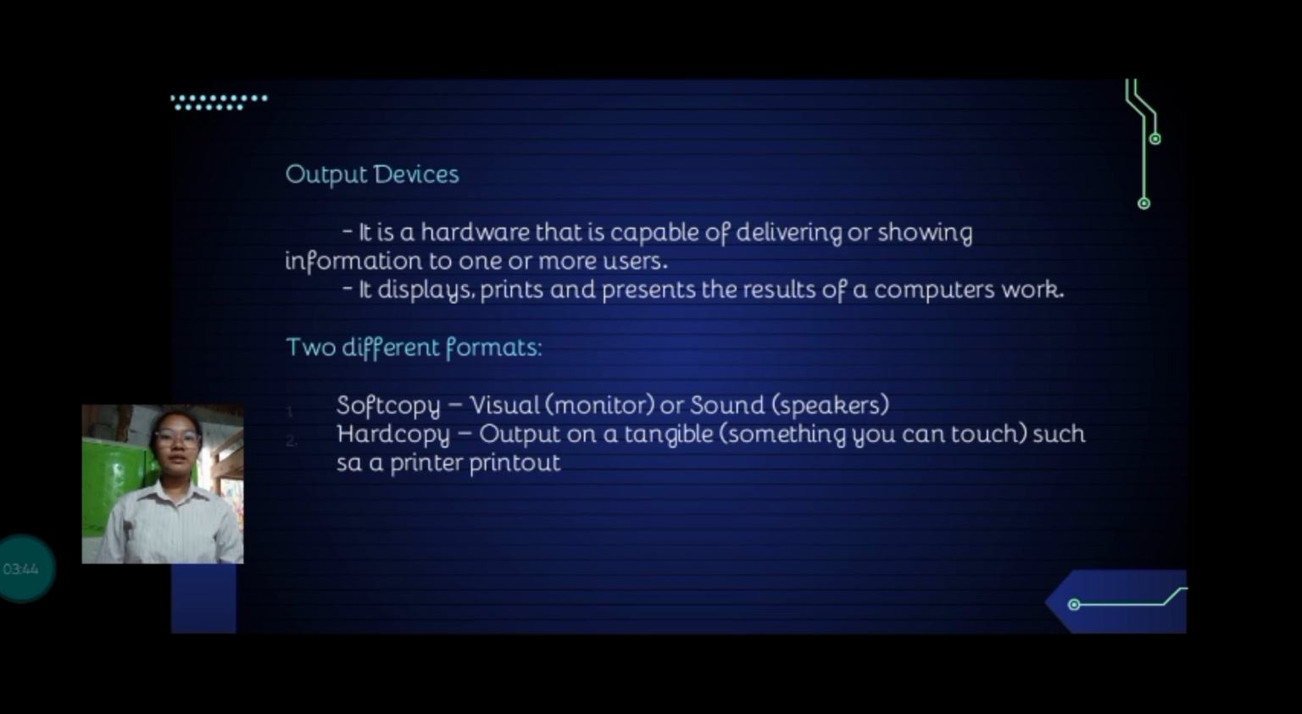Now, let's define what is an output device. An output device is a hardware that is capable of delivering or showing information. After processing the input data, the computer will give its output, and this output can be in two different formats: the soft copy, which is visually presented or through sounds, and the hard copy, which is tangible, or something that you can touch.